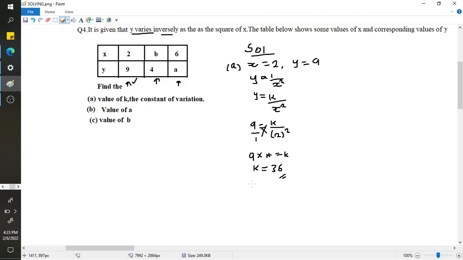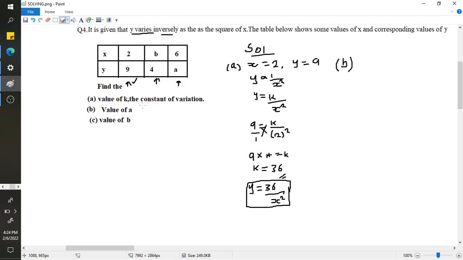Now we need to write the final formula. So we are going to write y is equal to, remember we have found the value of the constant of variation, which is 36, right, over x squared. So this is the formula that we have. We're going to use this throughout the questions that follow, that is for question B and C. So we can solve question B right here.